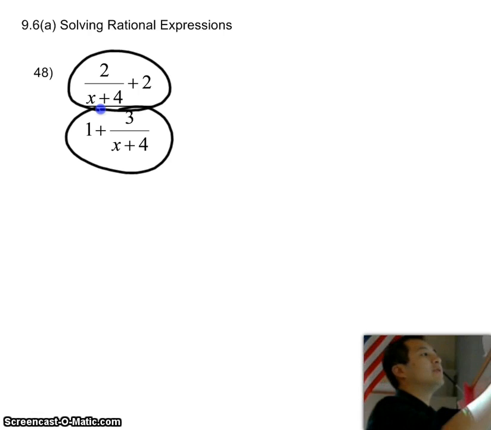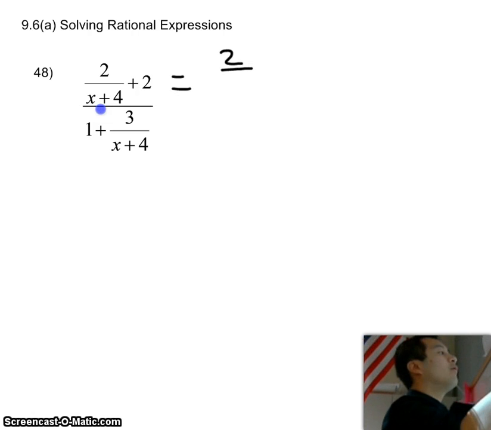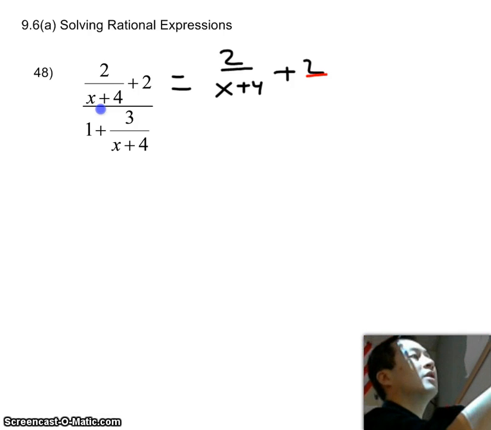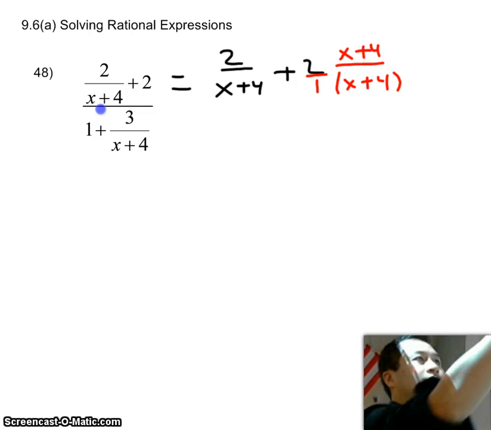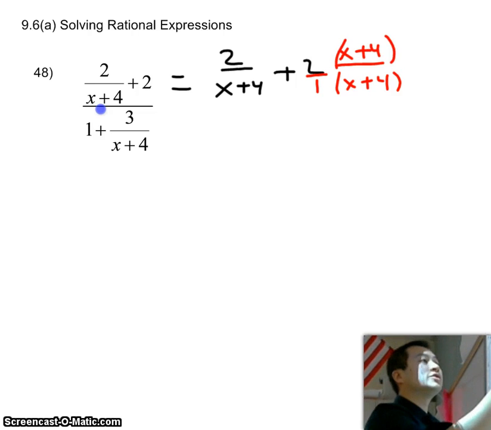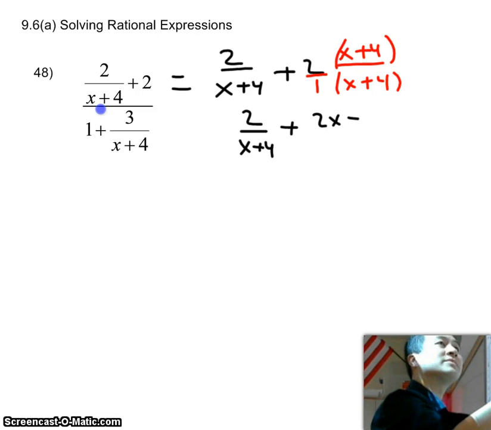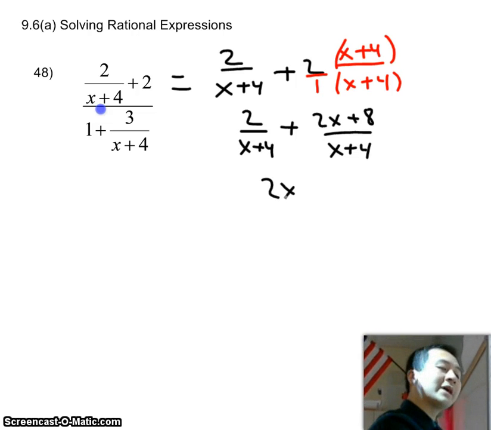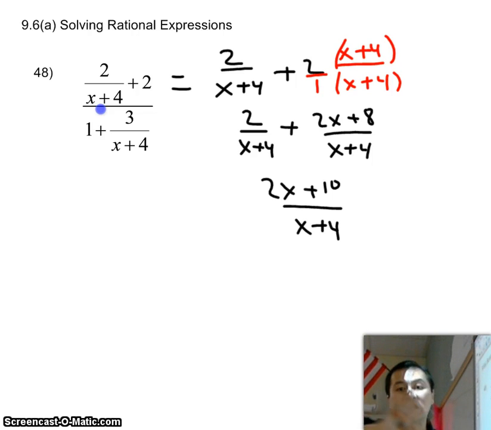So take a look. The top one looks like this: 2 over x plus 4, plus 2. Common denominator. You need x plus 4, top and bottom. So this becomes 2 over x plus 4 plus 2x plus 8 over x plus 4, which is going to be 2x plus 10 over x plus 4. Sound good? That's just the numerator.